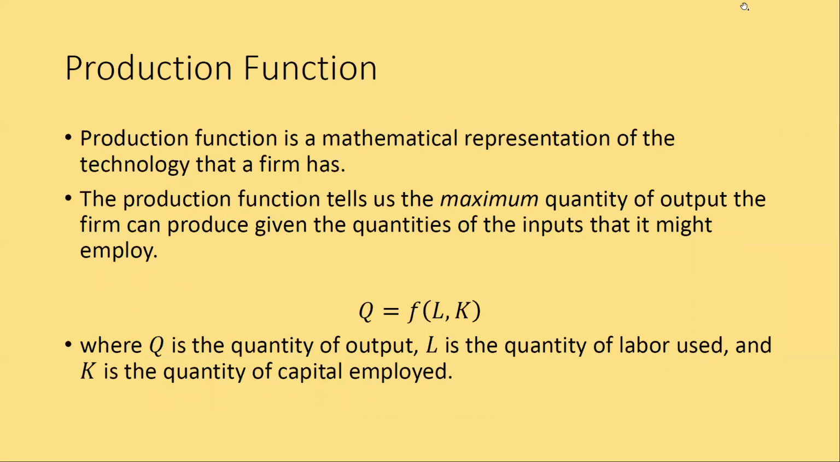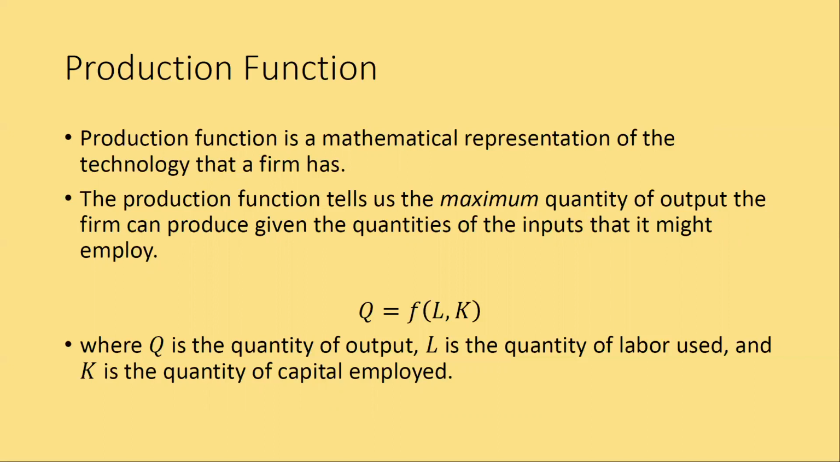And well, the concept of technology is somewhat abstract. So to be able to analyze it, we are going to use mathematical representation to represent the technology that the firm has. So we are going to use this production function that tells us the maximum amount of output that the firm can produce for a certain level of inputs. And if we think the firm uses labor and capital, we usually use L, that stands for labor, and K, that stands for capital.